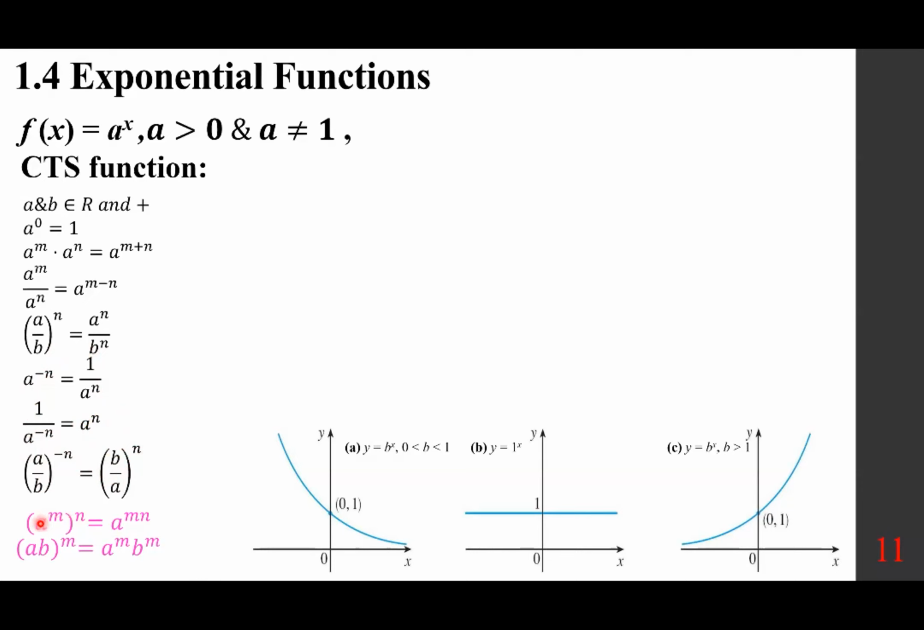This is the power rule. a to the power of m to the power of n is a to the power of mn. And ab to the power of m, each one gets raised to the power. So this is the synopsis of what you've seen before. You remember them and you're fine with that.